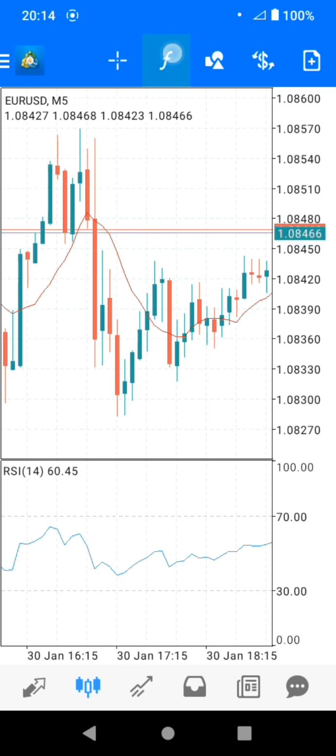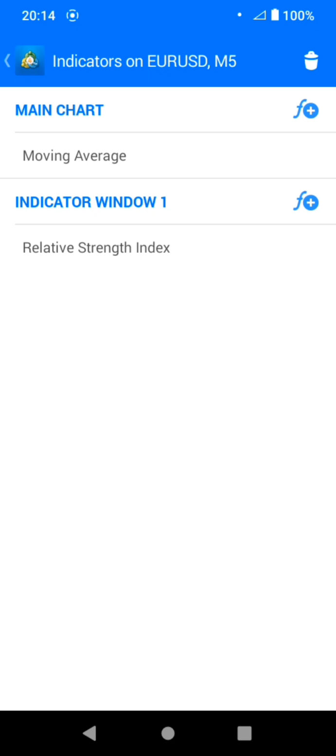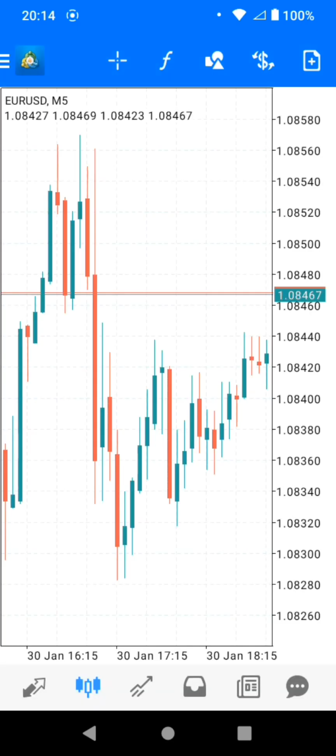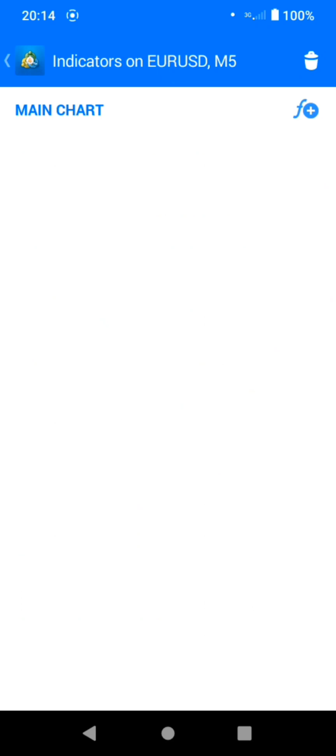So now you just tap in here again. Let's say you want to delete this, you can just tap in and delete. So now you see at the bottom here we have no indicator. Right, there's no indicator. Let's say you want to add your indicator.